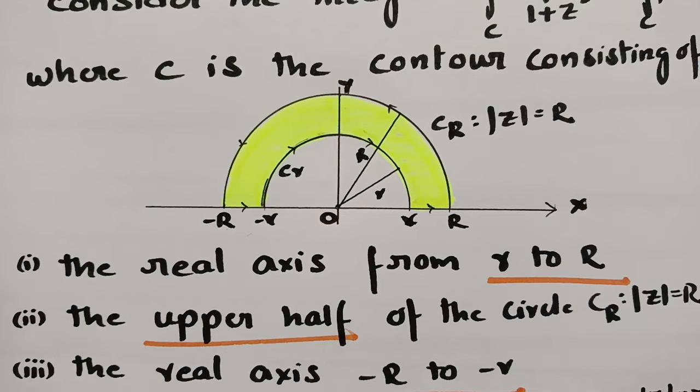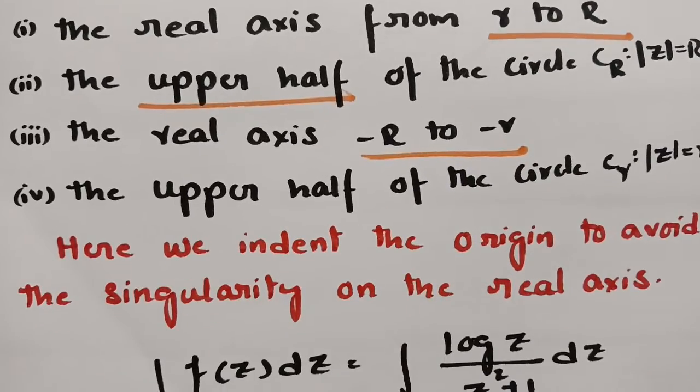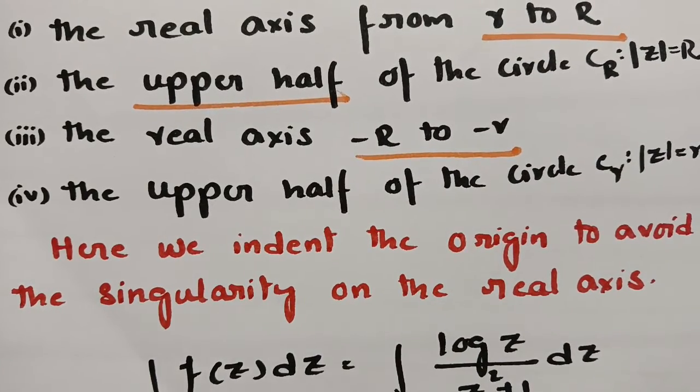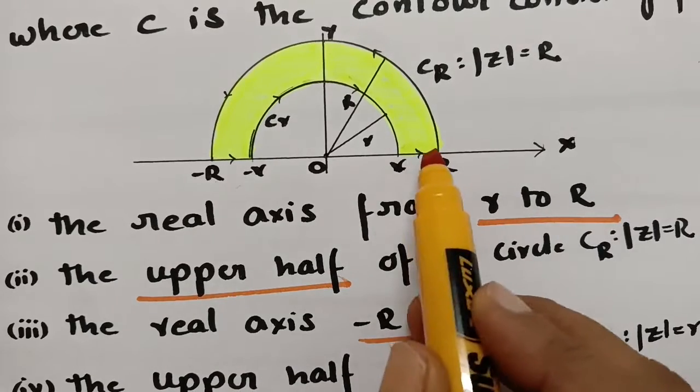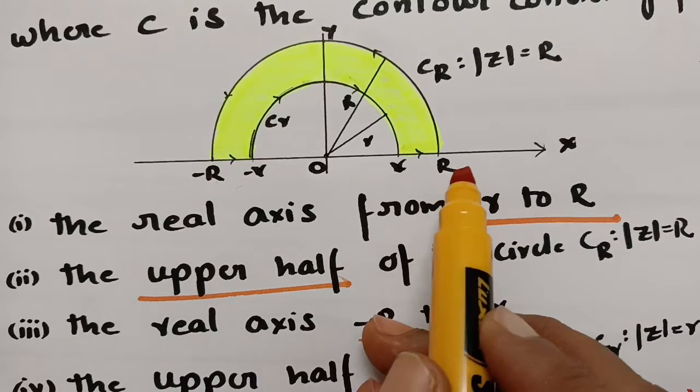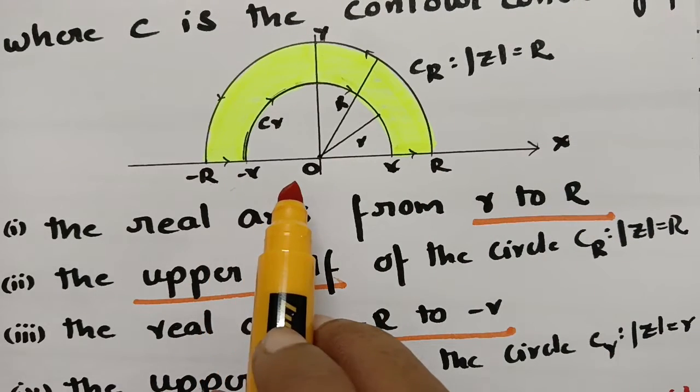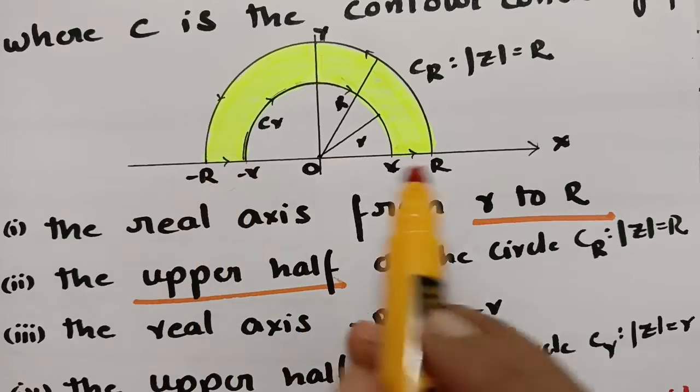and from this contour we have to find the integral from 0 to infinity of log x by x squared plus 1 dx. So here we indent the origin to avoid the singularity on the real axis. So we'll neglect this origin and take the real axis from small r to capital R and from minus capital R to minus small r. So we have to consider these two and we have to indent this one.